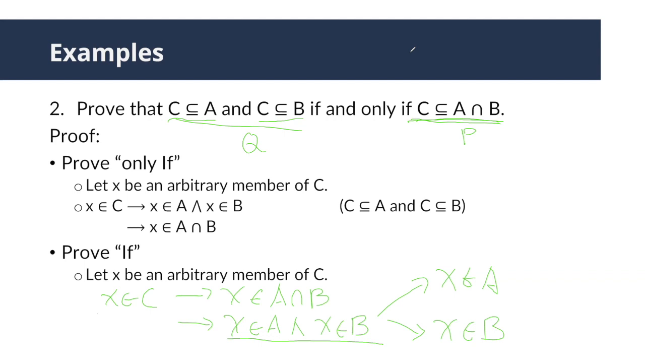And now if we combine this and this one, we can conclude C is a subset of A. If you combine this implies this, we can conclude C is a subset of B. Now we finish the if direction. If you combine these two directions together, we proved the original statement is true.